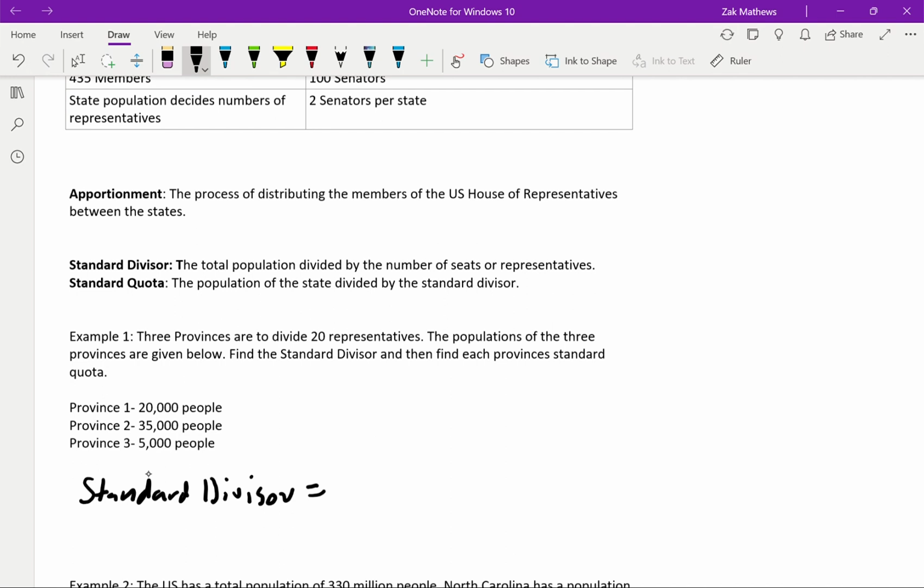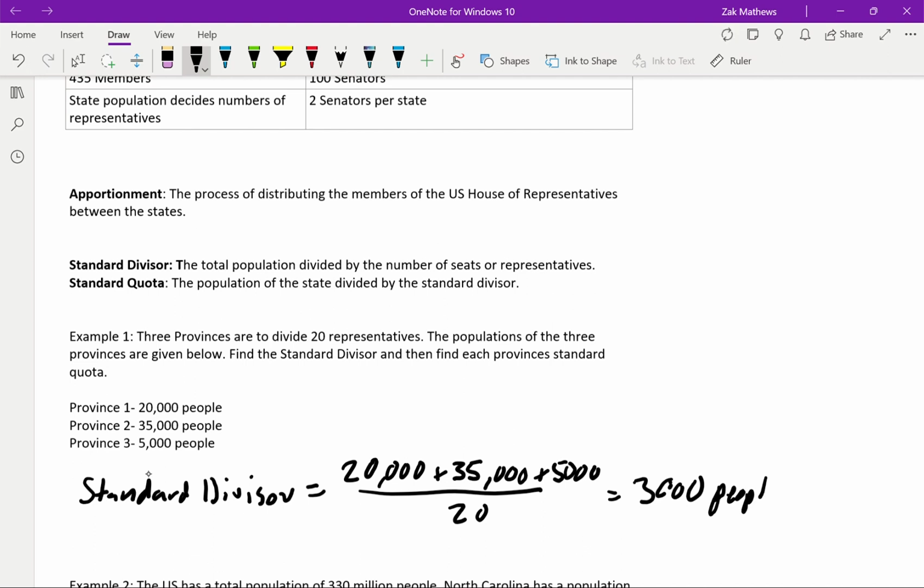So our population would be 20,000 plus 35,000 plus 5,000. And there are a total of 20 different representatives. And so if we add up 20,000, 35,000, and 5,000, that gives us a total of 60,000. And when we divide that by 20, we get 3,000. So what the Standard Divisor gives us is the number of people represented by a single representative, by 1 rep. So in this make-believe country, 3,000 people are going to be represented by 1 representative.